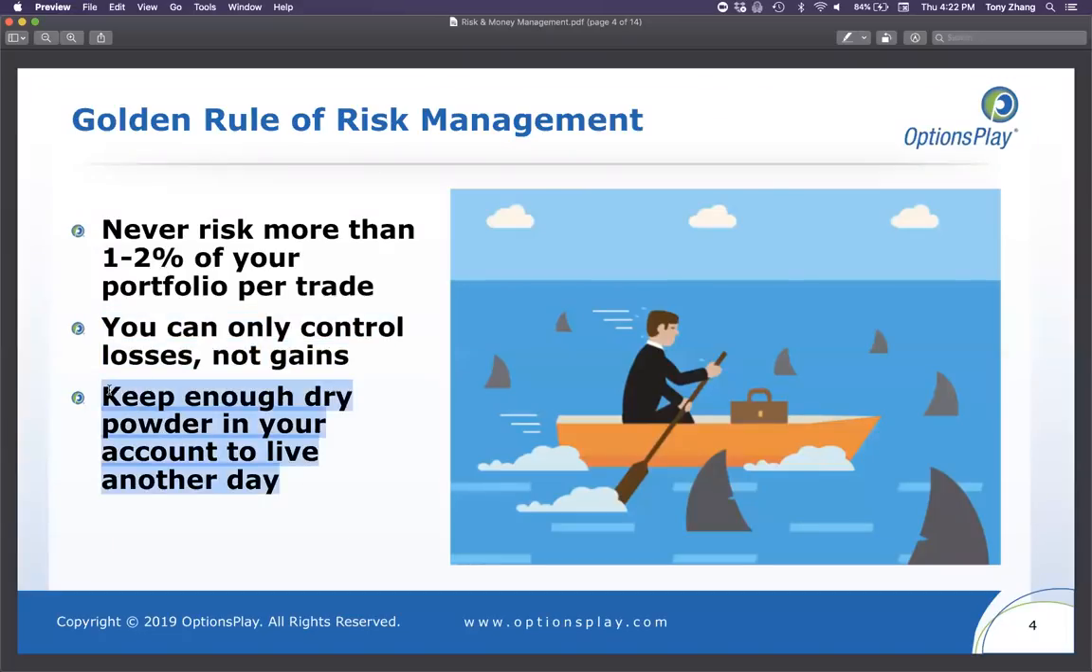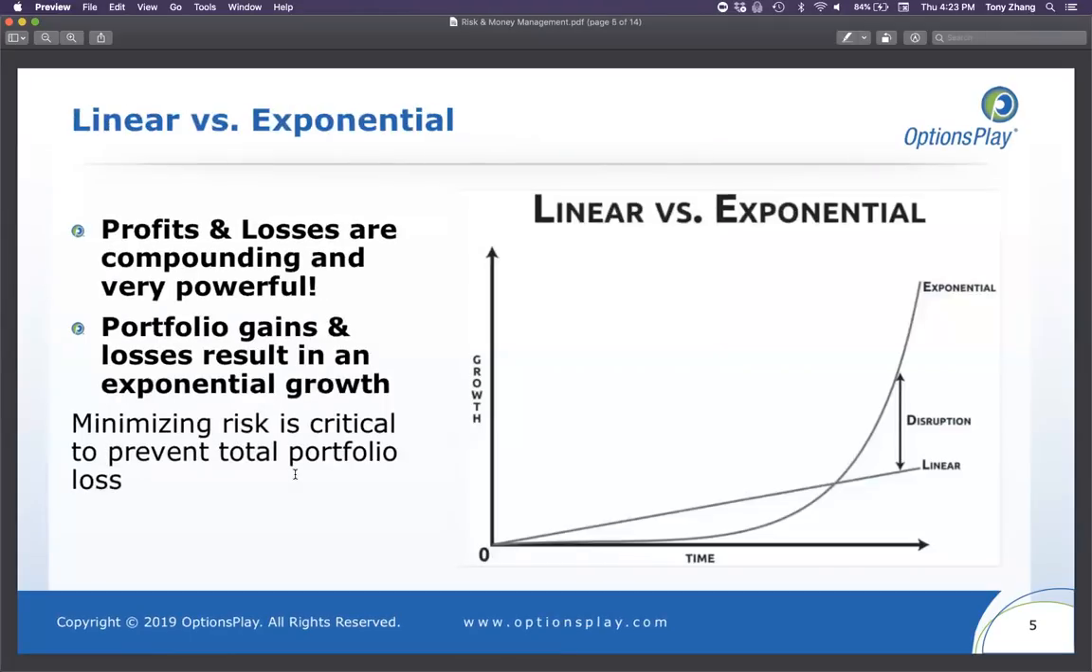And what we really want to do at the end of all of this, the goal of risk management and money management, is to make sure that you have enough dry powder in your account to live another day. If you ever get to the point where you don't have enough dry powder to live another day, then you've been unsuccessful in terms of managing your risk and your money. So that's the goal here at the very end. I wanted to start off this webinar by talking about the end result, and then we'll work our way backwards to understand how we get there.